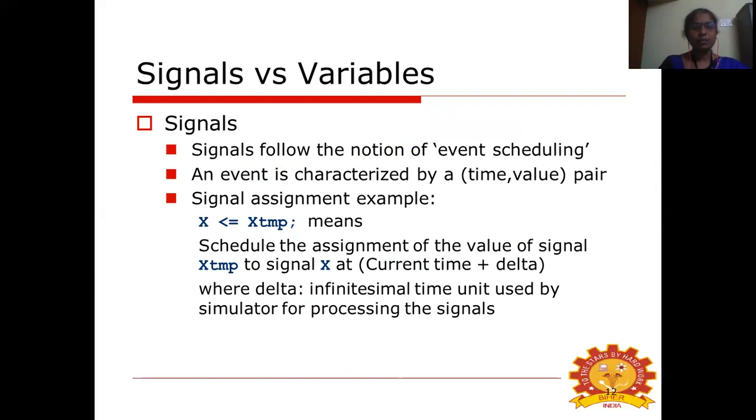Signal versus variable. Signals follow the notion of event scheduling. An event is characterized by a time value pair. Signal assignment example. Xtemp is assigned to X means schedule the assignment of the value of signal xtemp to signal X. It takes current time plus delta delay, where delta is an infinitesimally small time unit used by the simulator for processing the signal.